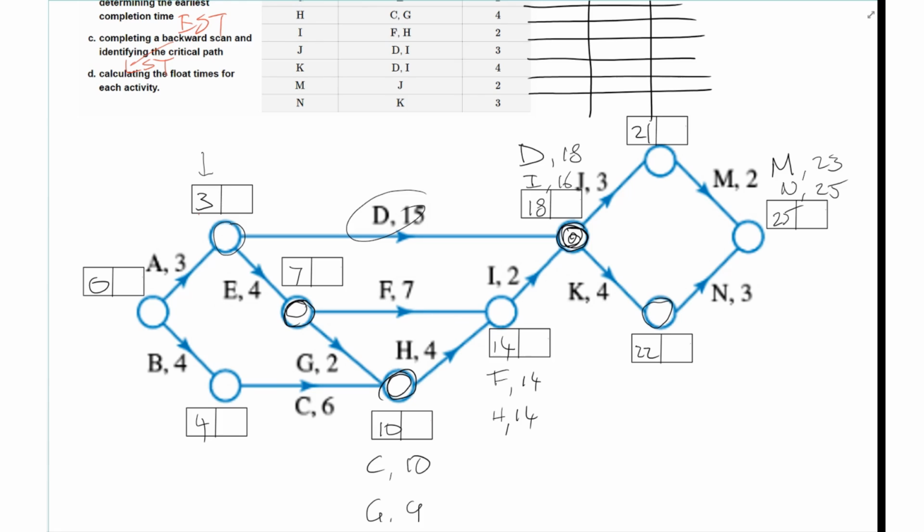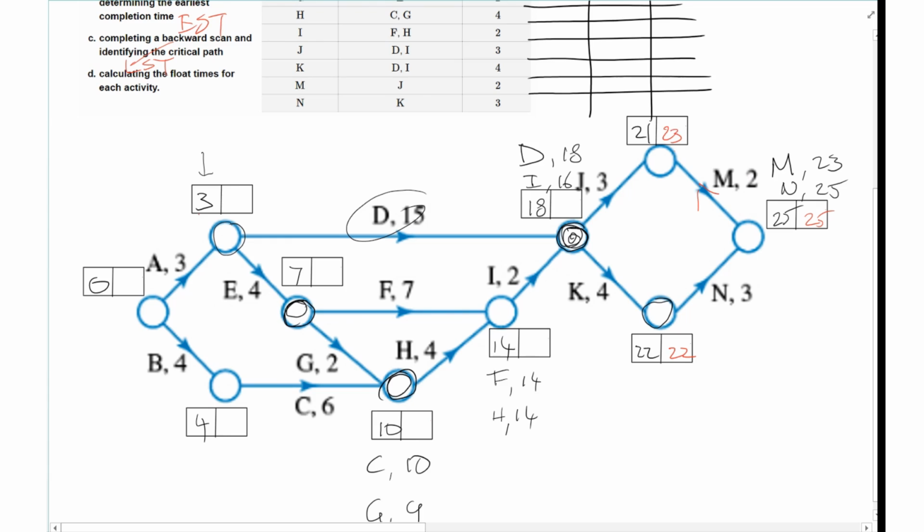Okay, so now I'm going to go 25 here. So I'm going to go 25 minus the 3 would give me 22. Now I'm going to go 25 minus 2 up here for the coming from the n. Remember, I'm going back that direction. 25 minus 2 from the n would give me 23.